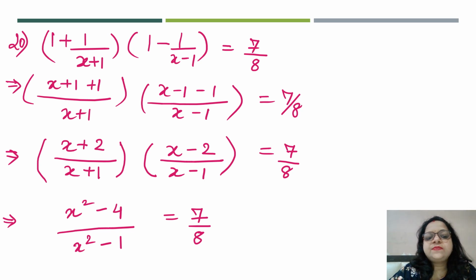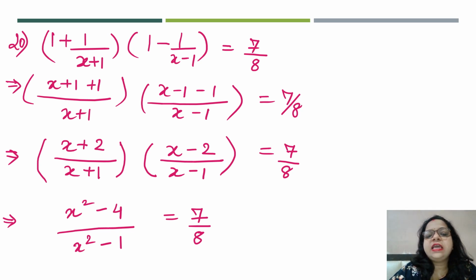So x plus 2 upon x plus 1 into x minus 2 upon x minus 1 is equal to 7 by 8. x square minus 4 upon x square minus 1 is equal to 7 by 8. Now children, how has this term come? In the numerator, it is x plus 2 into x minus 2, that is a plus b into a minus b.